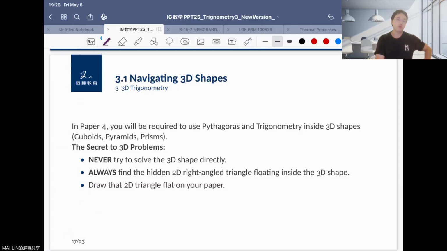First of all, three-dimensional means we have three axes, right? X-axis, Y-axis, and Z-axis. So we can say that three-dimensional shapes are set in a three-dimensional coordinate system. This is the method for finding the trigonometry values in three dimensions.